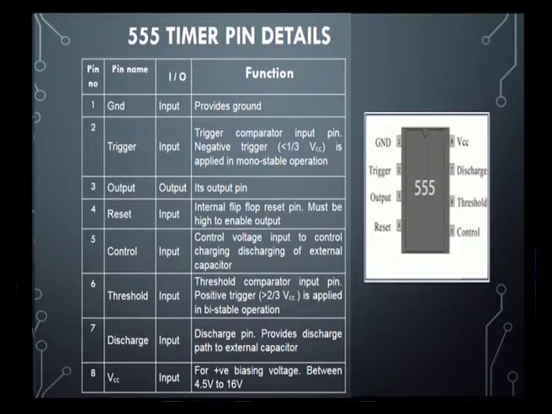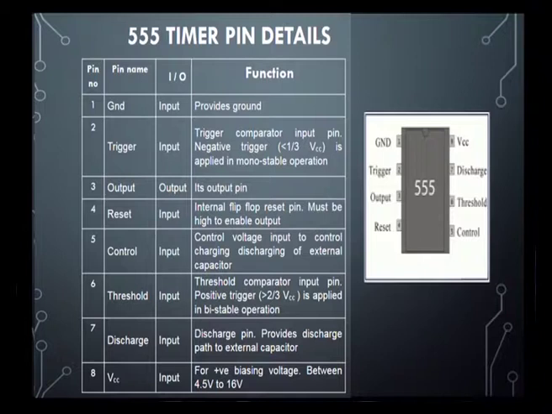So, through this control input we are going to control the charging and discharging of a capacitor. And number 6 pin is called the threshold, which is also an input. The threshold comparator input pin is going to give a positive trigger that is applied in a bistable operation. We are going to discuss bistable and monostable in an upcoming slide.